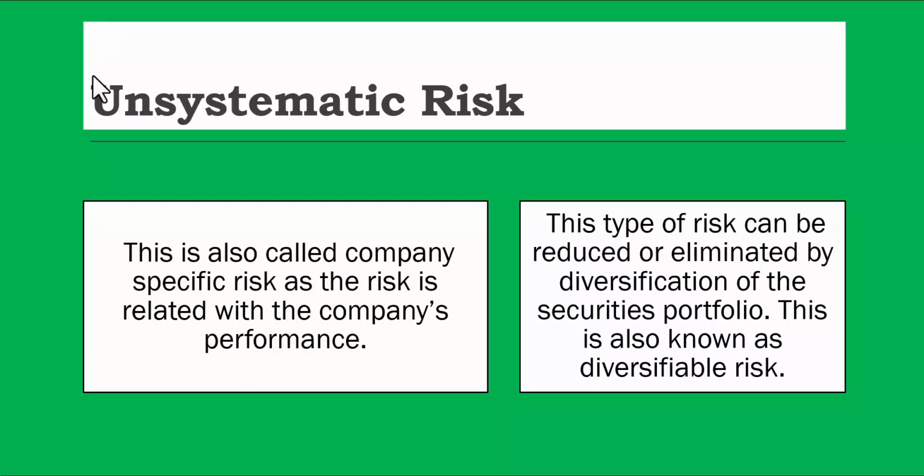So this risk can be diversified if we are not investing in just one stock but in multiple assets. Systematic risk, the second risk, is called the market risk. Or rather, the first risk is micro risk. The second risk is macro risk.